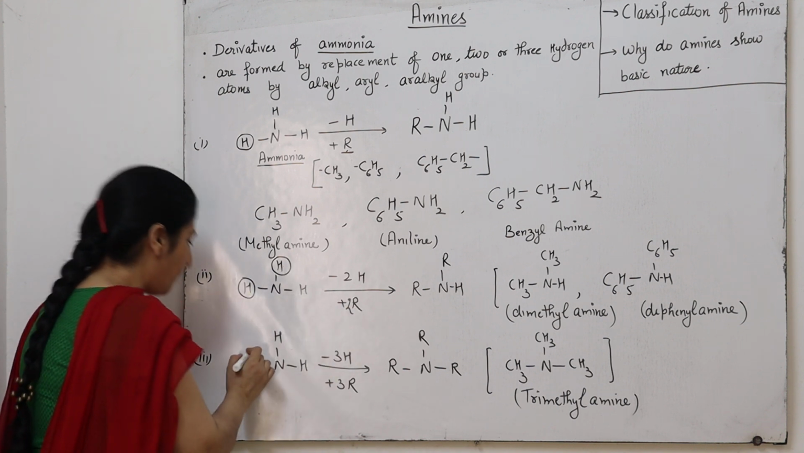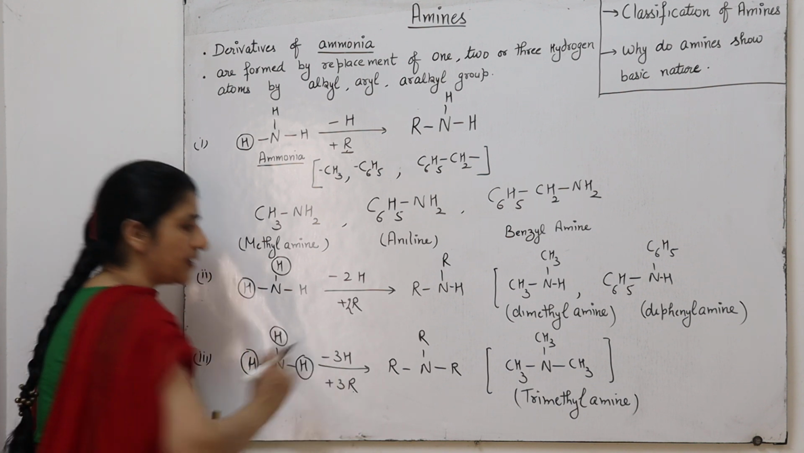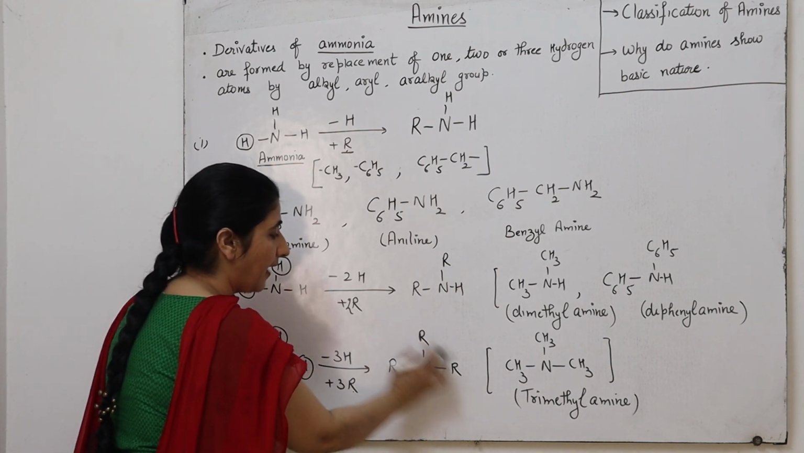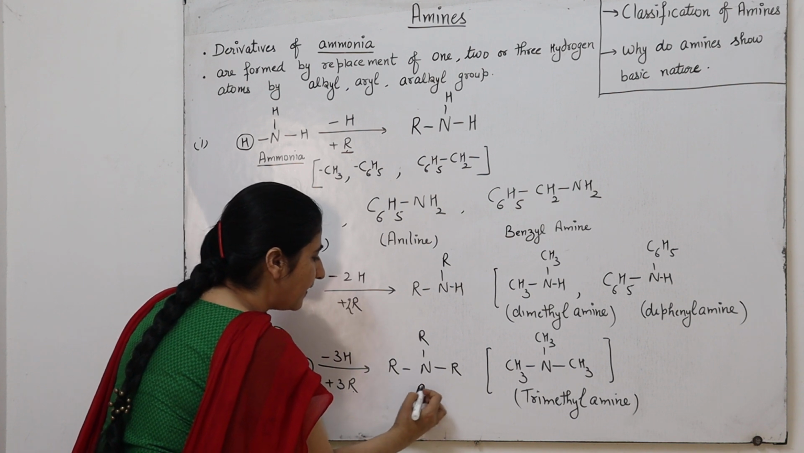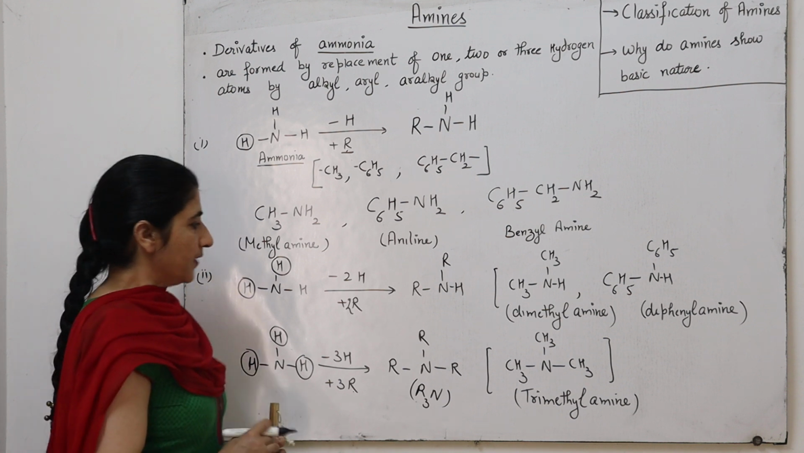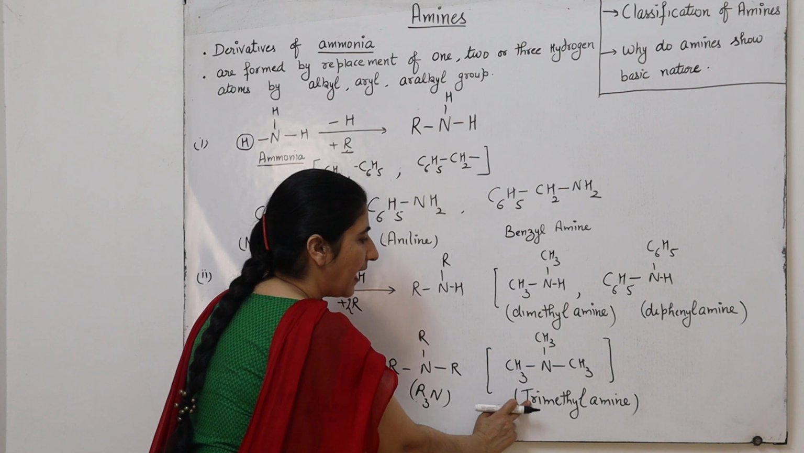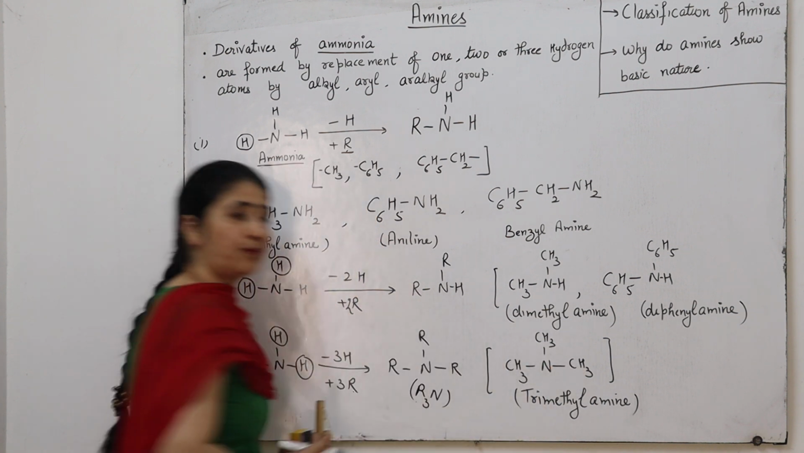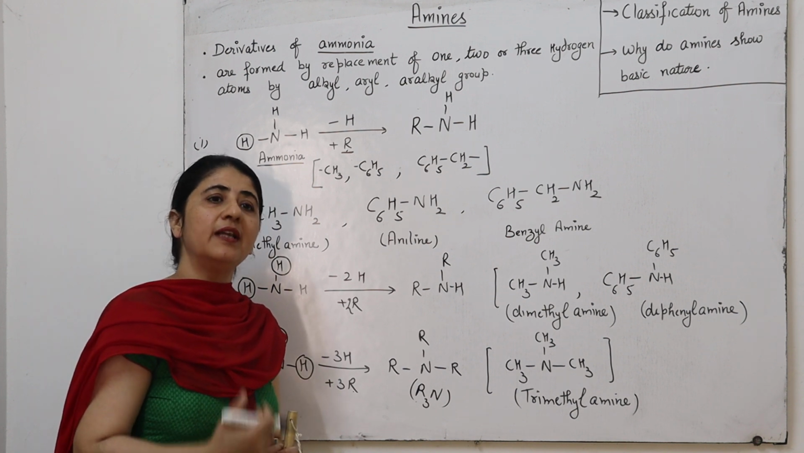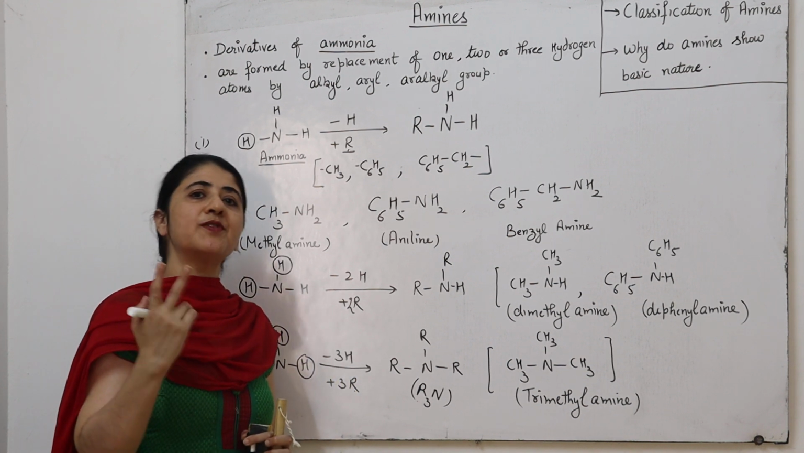Third, on replacing 3 hydrogen atoms with 3 substituted groups, we get a compound NR3, that is R3N. By substituting R equal to a methyl group, we get trimethylamine. So depending upon how many hydrogen atoms are replaced with substituted groups, we get 3 types of amines.